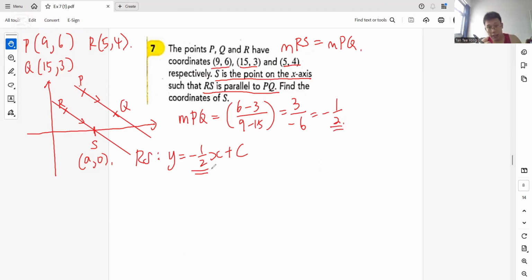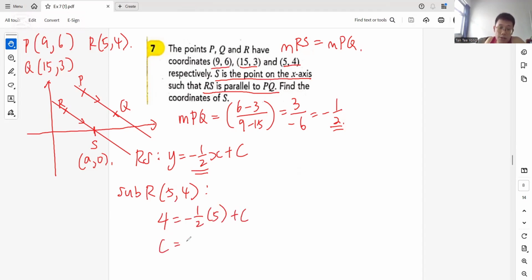Then of course, to find RS we need to find what our c is. So we will sub in R, which is 5, comma 4, into the equation. So 4 equals negative half times 5 plus c, so c equals 6.5. So our RS equation is y equals negative half x plus 6.5.